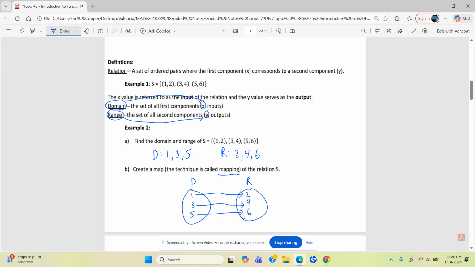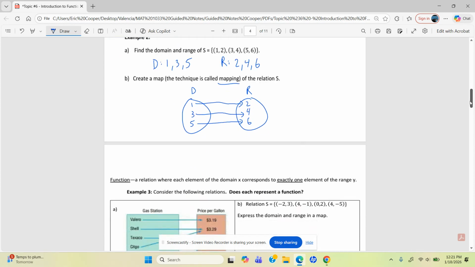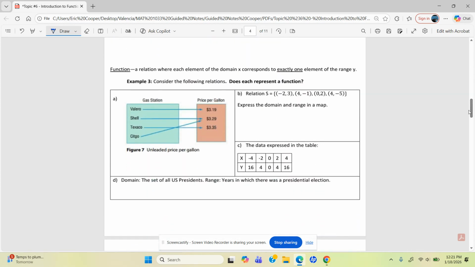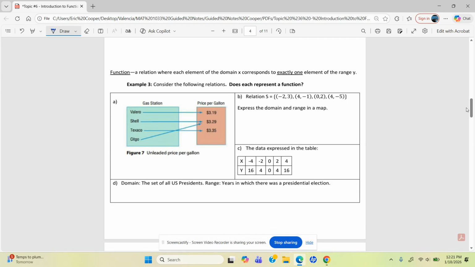One thing to keep in mind here, not all relations are functions. We're going to learn that in a second, but not all relations are functions, though all functions are derived from relations. A function is a relation where each element of the domain x corresponds to exactly one element of the range y. To summarize, each x has one unique y value. If it has more than one y value, it is not a function.